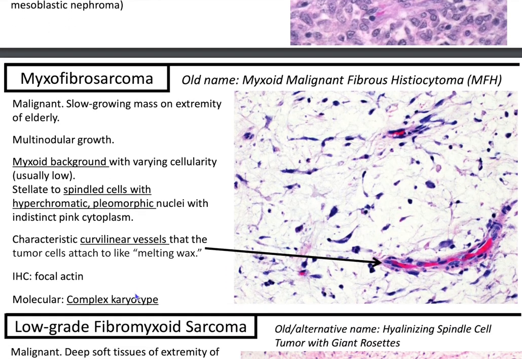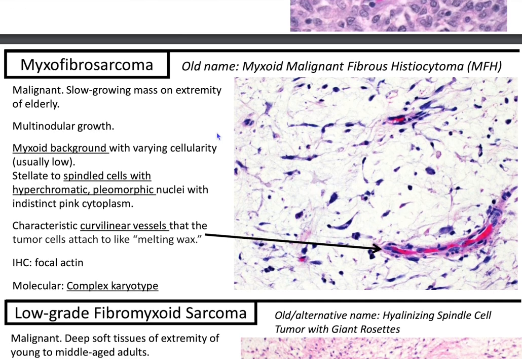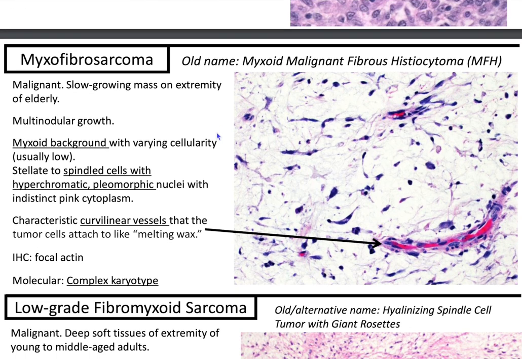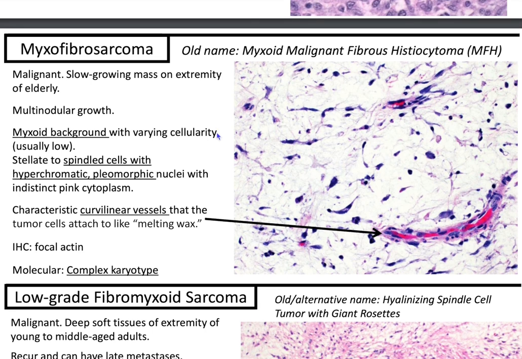So myxofibrosarcoma, of note, the old name was myxoid malignant fibrous histiocytoma. So if you go to your slide library and blow out the dust and it says myxoid malignant fibrous histiocytoma, just know that's myxofibrosarcoma. This is malignant. It's a slow-growing mass on the extremities of the elderly, and it has this multinodular growth.